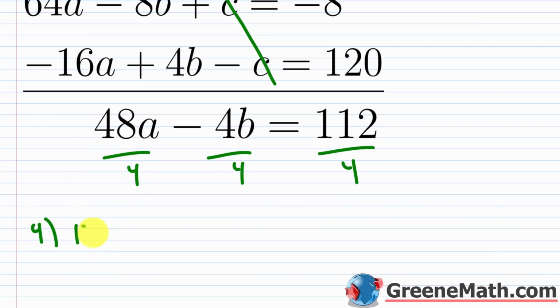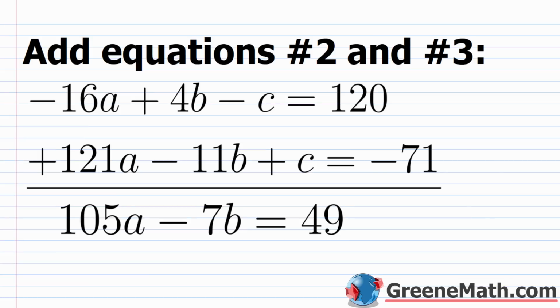48 divided by 4 is 12, so this is 12a. And then minus 4 over 4 is 1, so this is b. And this equals 112 divided by 4, that's going to be 28. So that's your equation number 4. Now we're going to get equation number 5. So we're going to add equations number 2 and number 3.